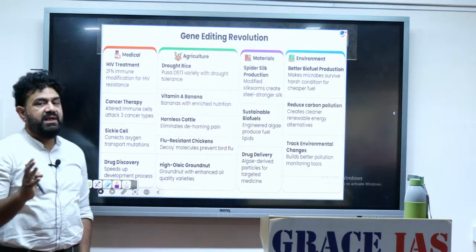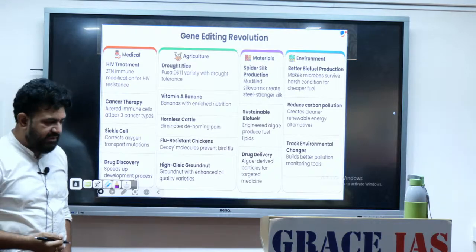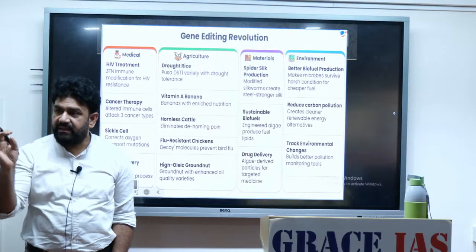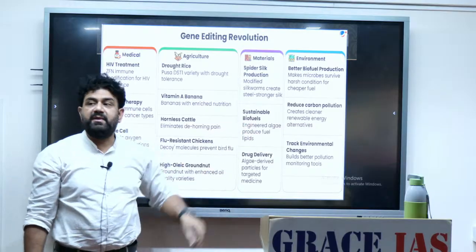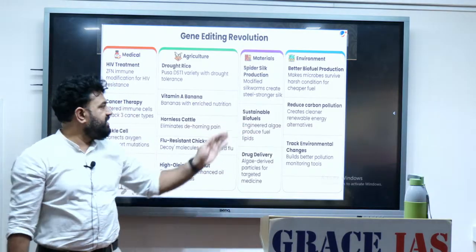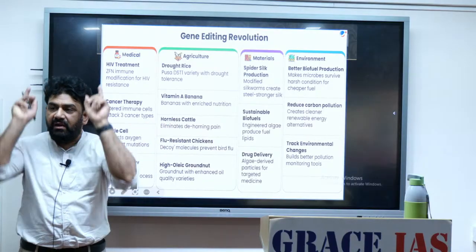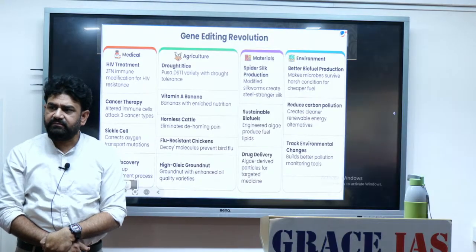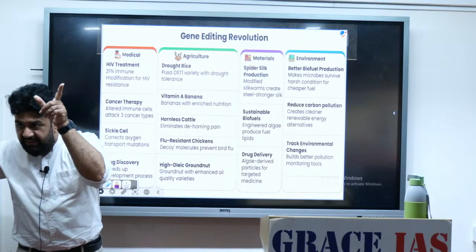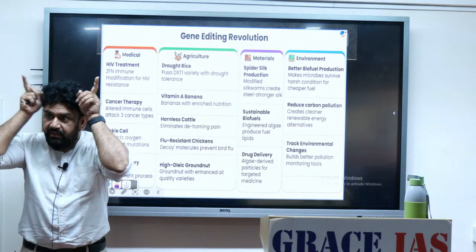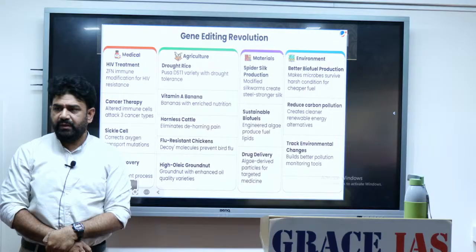What are the different applications of gene editing? Should there be a question? For example, in the preliminary examination you get questions like what? Consider the following statements. They will give multiple statements. Gene editing can be used to produce sustainable biofuels, or gene editing can be used to produce hornless cattle. Whether cattle have horns or not, is it important? To some people it may be important, because horns get tangled in something, they fight and hurt each other, horns get problematic to some people. So hornless cattle is useful.